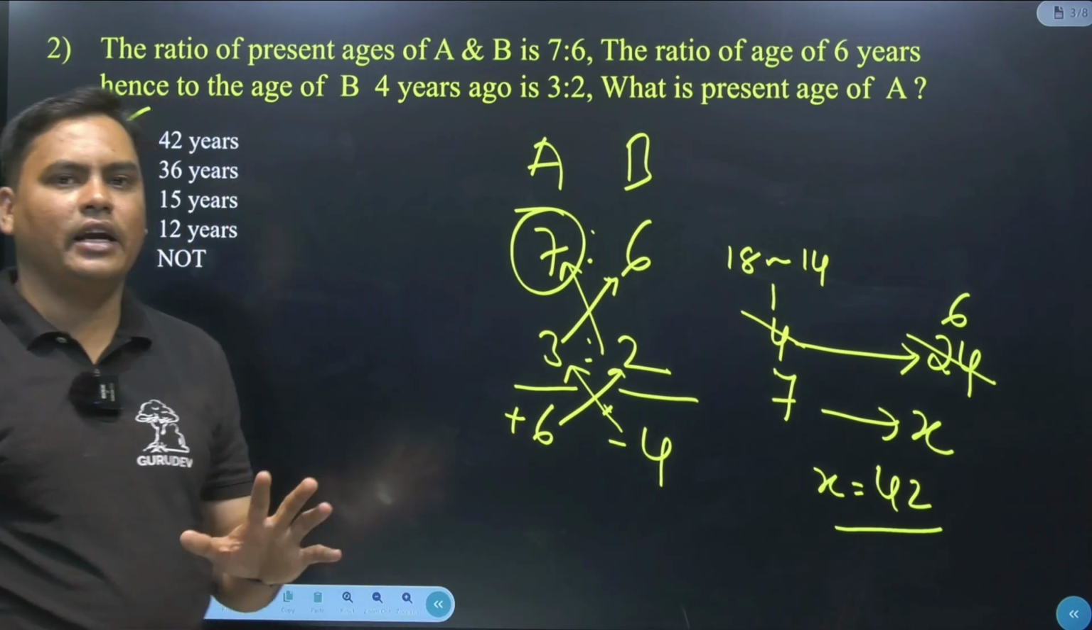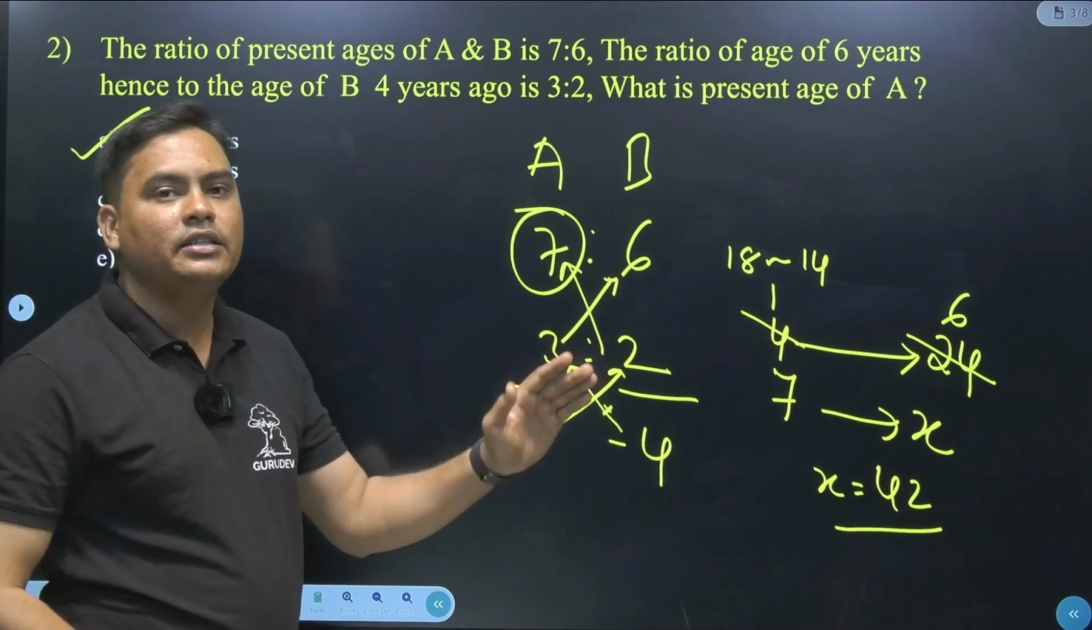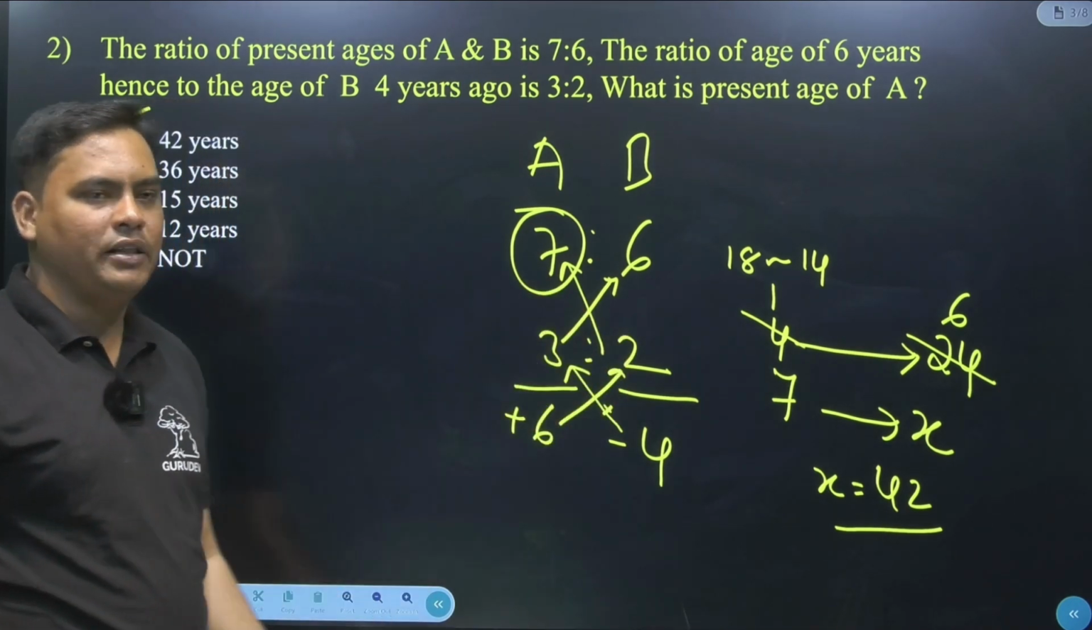I think everyone is getting the cross multiplication method here. Something is been added and something is been subtracted. I will be going with this method. Okay. We'll solve the next question now. Coming to the fourth question.